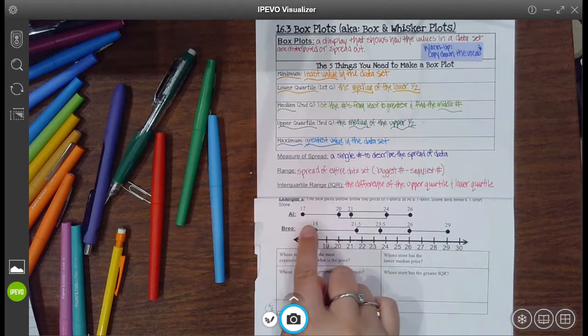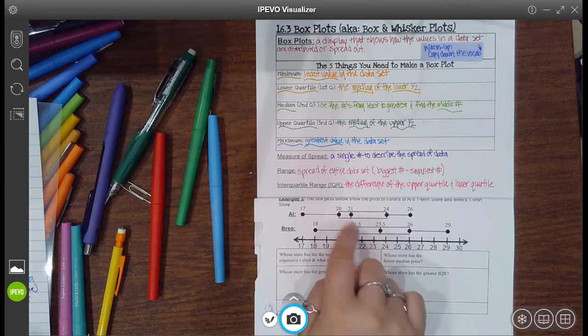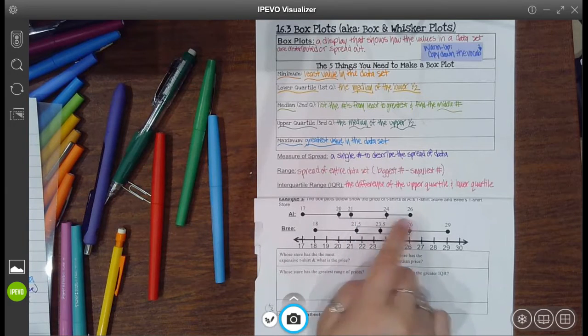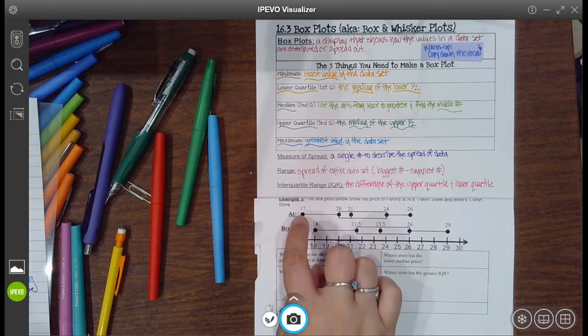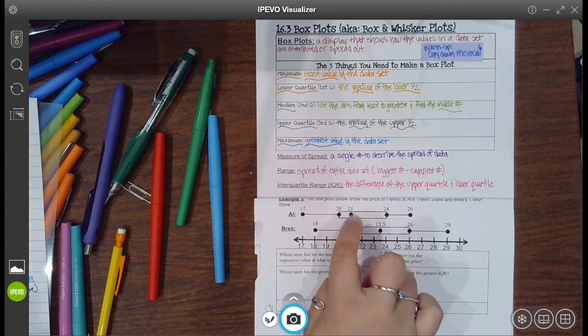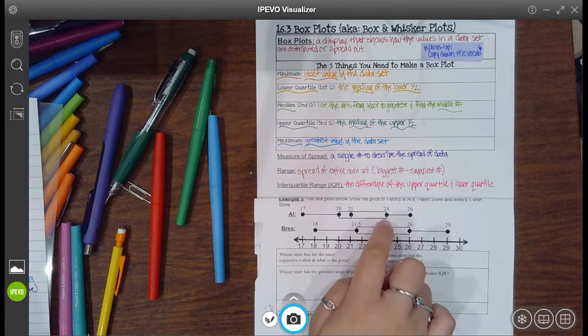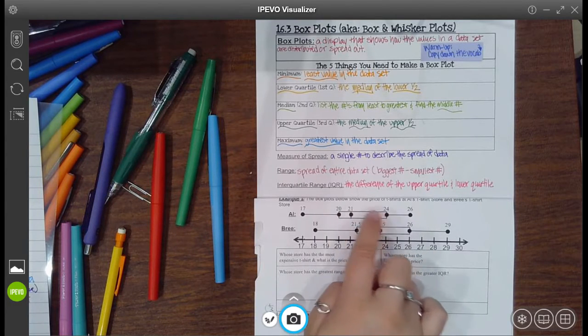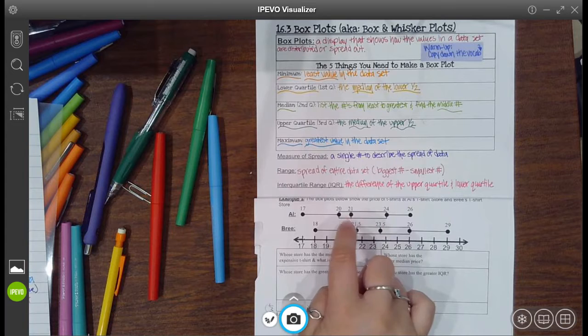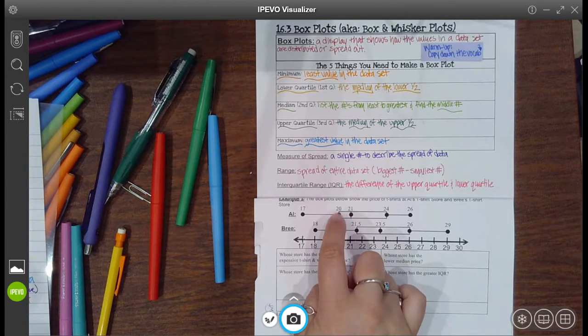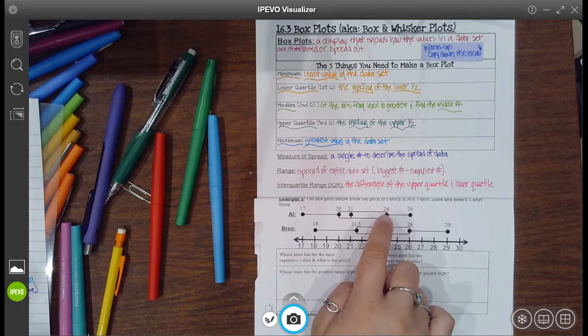And then when you go to graph it, it looks like this. You have a box and whiskers. Here's your minimum and maximum. There's your median, and then you have your lower and upper quartile. Within the box, here's the median of the whole set, here's the median of the lower half, and here's the median of the upper half.